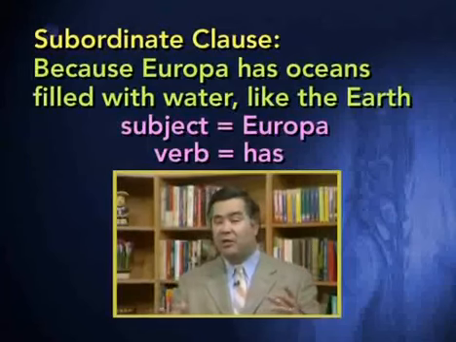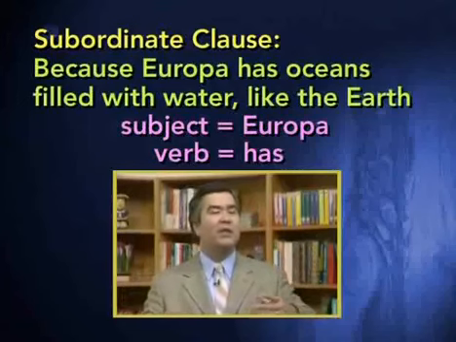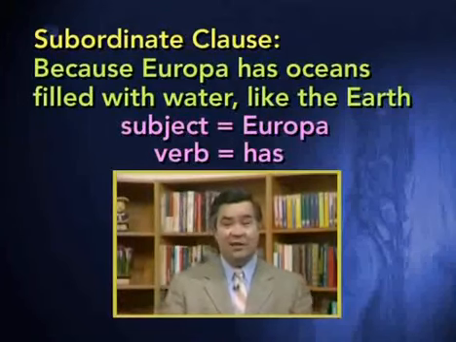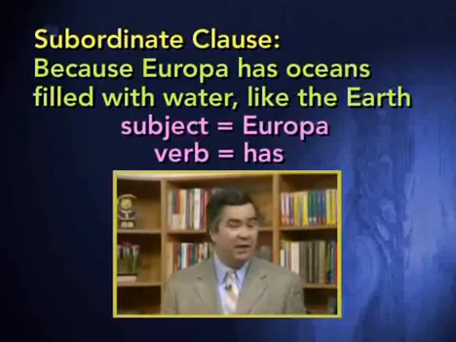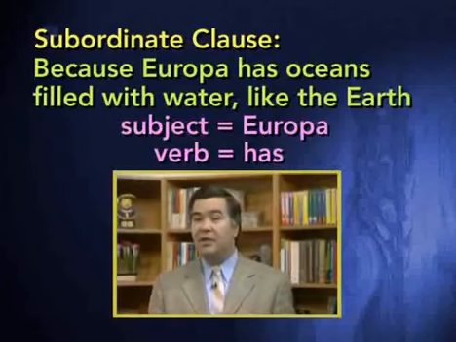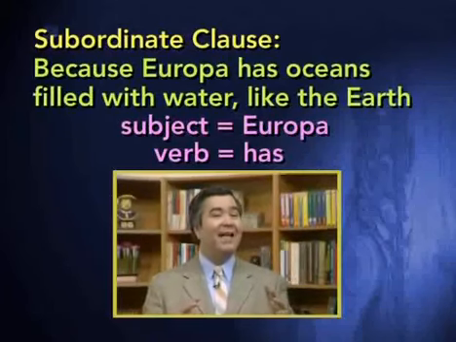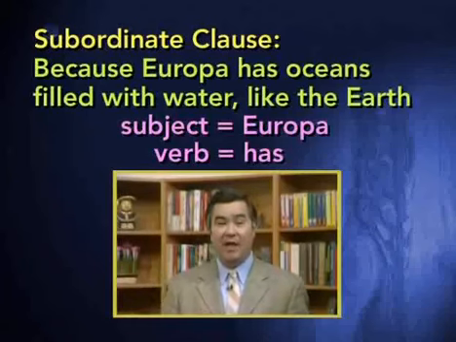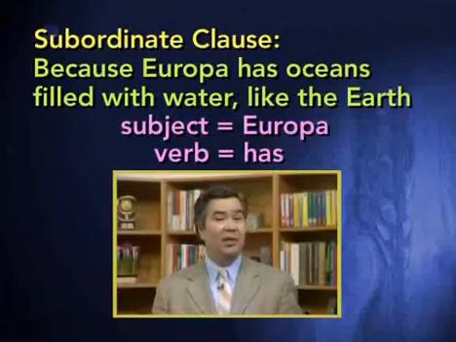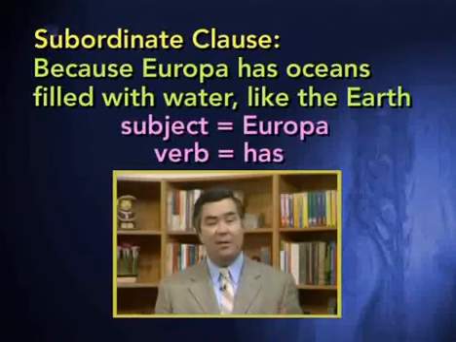Because Europa has oceans filled with water, therefore what? We're waiting for some conclusion. It sounds as though the sentence is leading to some conclusion, but none is presented. And therefore, this isn't a complete sentence. Rather, it's a subordinate clause, one that cannot stand alone as a sentence. And if this were to appear in a piece of writing as if it were a complete sentence, that would be a mistake. This is really a sentence fragment.